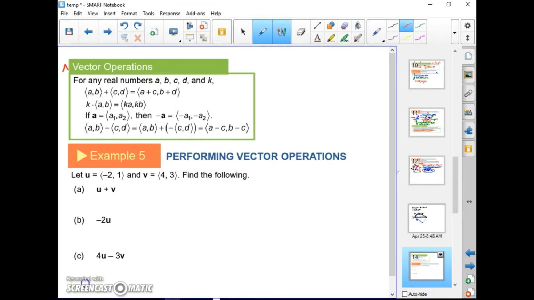Next, we're going to talk about vector operations, just add, subtract, that kind of thing. And this is one of the easier parts of the lesson. But look at example 5. You've got vector u and vector v. We're going to add them.